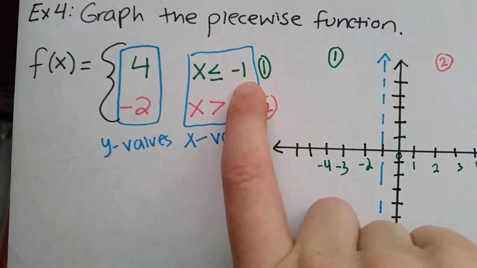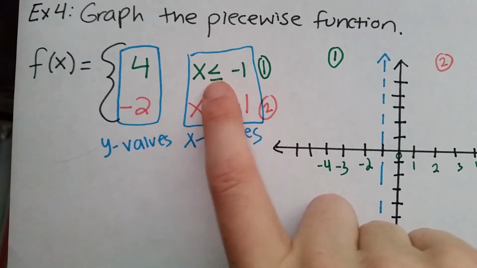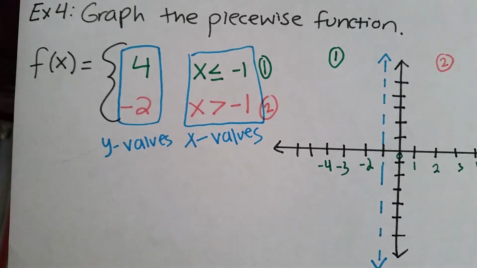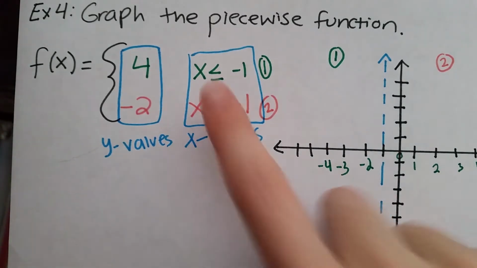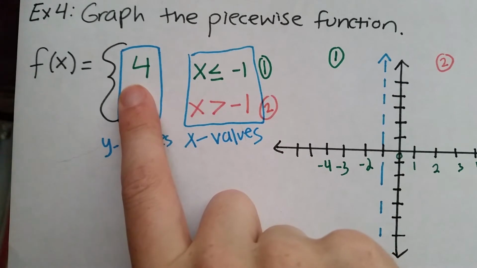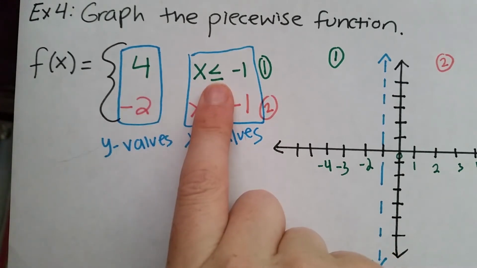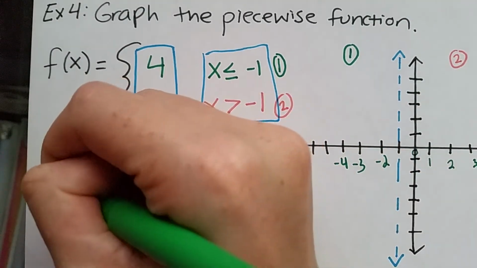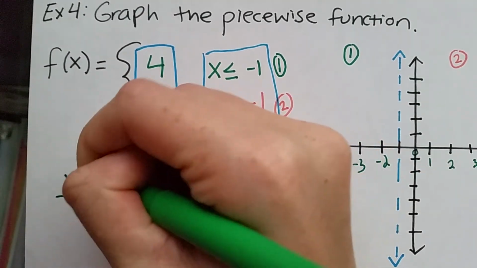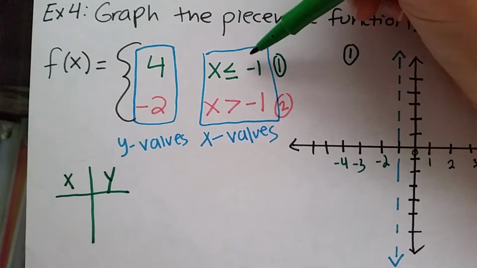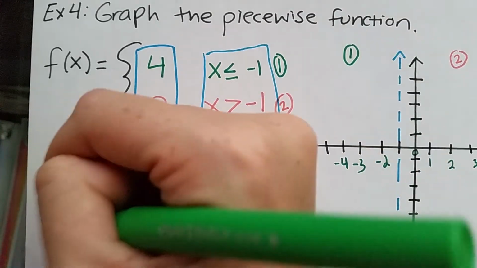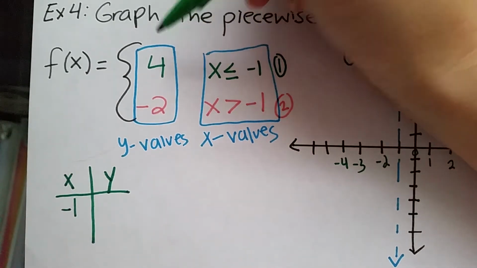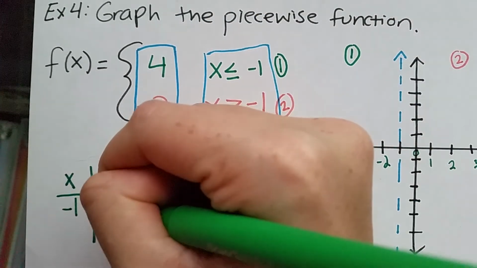So I'm going to start at -1, and since it can equal -1, since we have that line underneath it, that means we're going to have a closed bubble at -1. And this is where the y value is 4. So my first point is going to be at -1, 4. Okay, so for my green function, if we make a little table, we're going to start at the interval number, which is -1 on the x. And again, no matter what the x is, the y is always going to be 4. So my y value is 4.